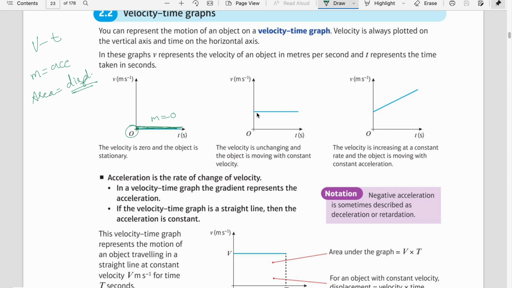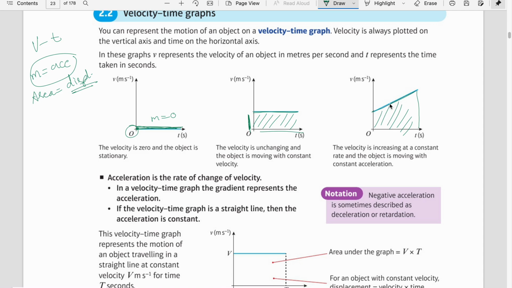In the second graph, again the gradient is 0, and since the gradient gives you the acceleration, the acceleration is 0. It is moving at constant velocity, and the distance covered is the area under the graph, which is height times base, or velocity times time. In the third section, the area makes a trapezoid, and the area under the graph will give you the distance.